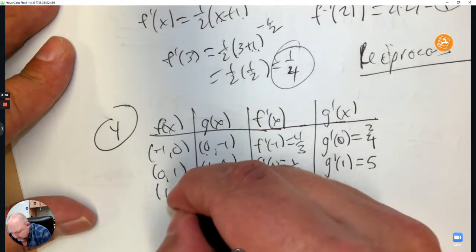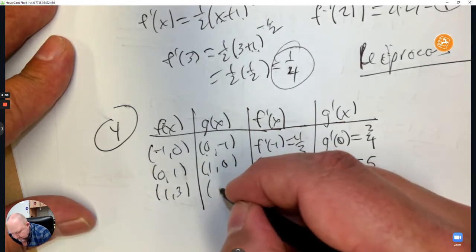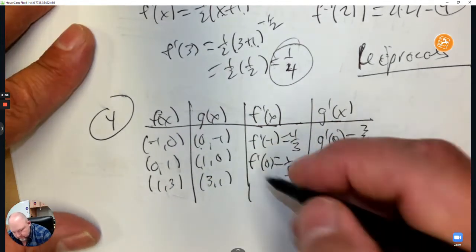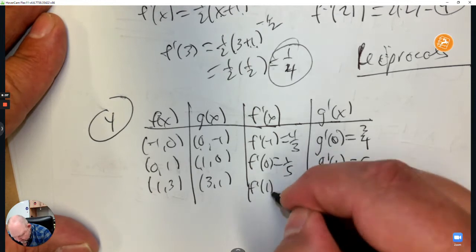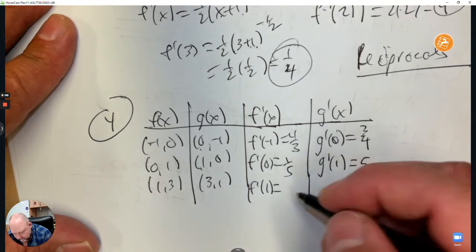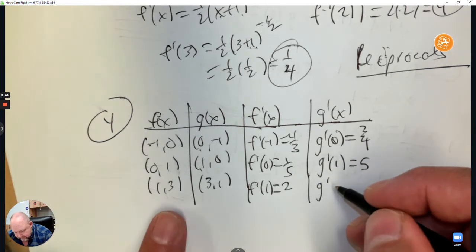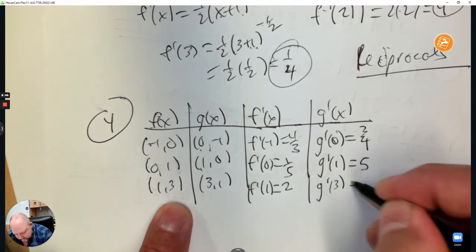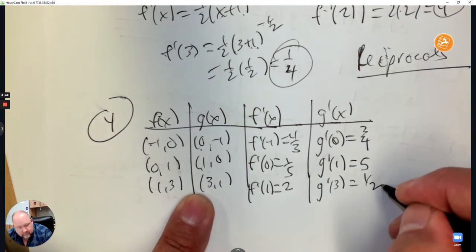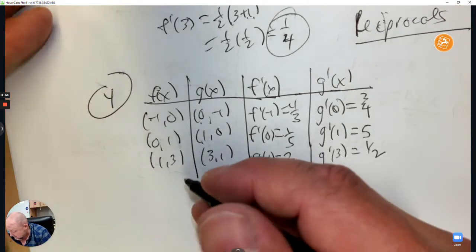One more point, (1, 3). So we have (3, 1). So the derivative at 1 is 4/3. No, it is 2. And that means the derivative at 3 is the reciprocal. So now let's answer it. That's actually way more helpful.